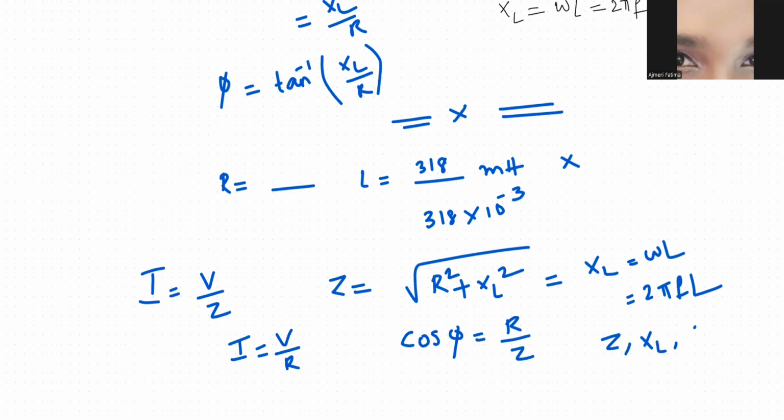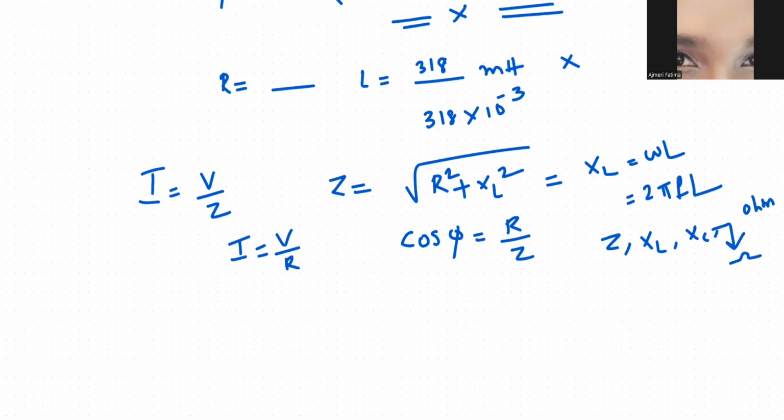And you should remember the units for impedance, units for XL, unit for XC. So the units for all these are ohms. So writing units is very much important. So the units are ohms. So let me write it here, units.